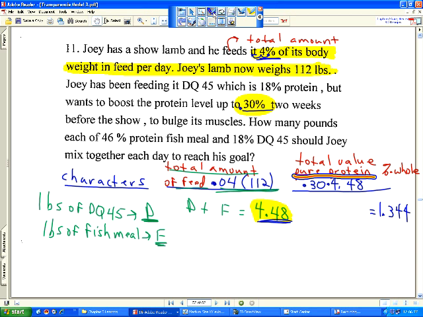That means we need protein plus protein is protein. That 1.344 pounds is pure protein. Yes, ma'am. This one right here is multiplication. And then that's a decimal. The other two are decimals. So that's 0.30 and 4.48.